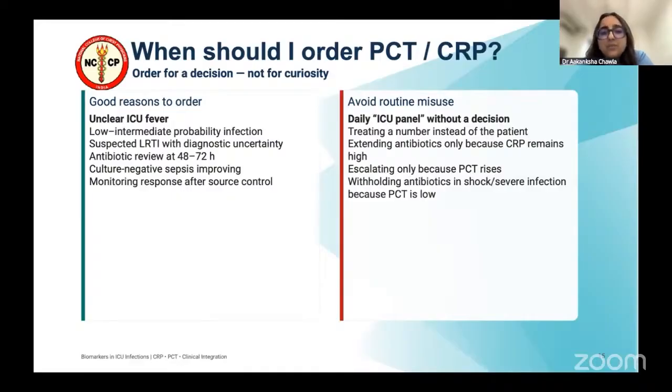Avoid routine misuse. Do not use it as a daily ICU panel without any decision, treating only the number, not looking at the patient profile, extending antibiotic therapy because your CRP is remaining high, or escalating antibiotics because your PCT is rising. Don't do that. So, you should always have your clinical clues in mind. Look at the patient, look at the cultures, look at everything together, and then use these as an addition rather than just as an isolated marker to treat, escalate, or de-escalate your treatment.